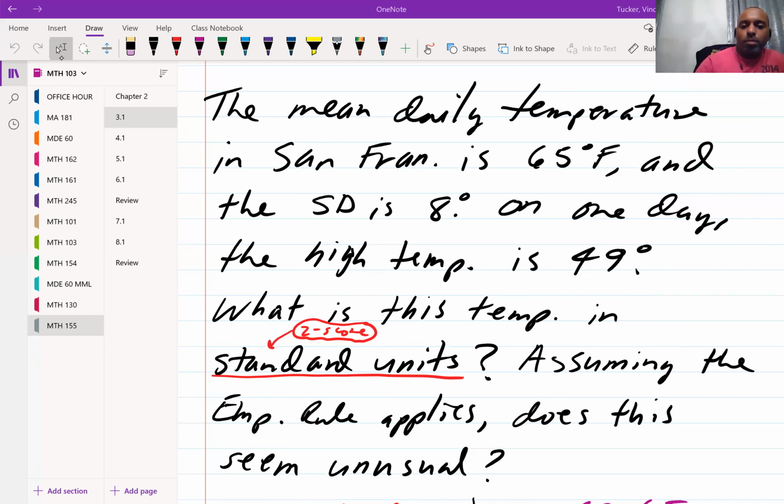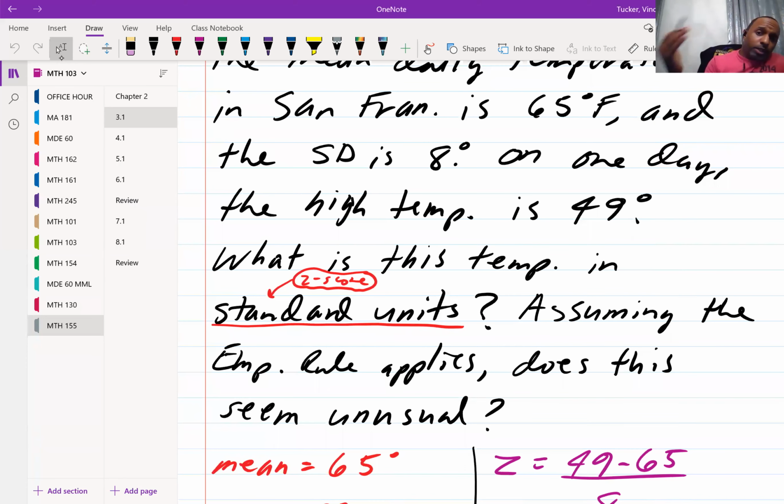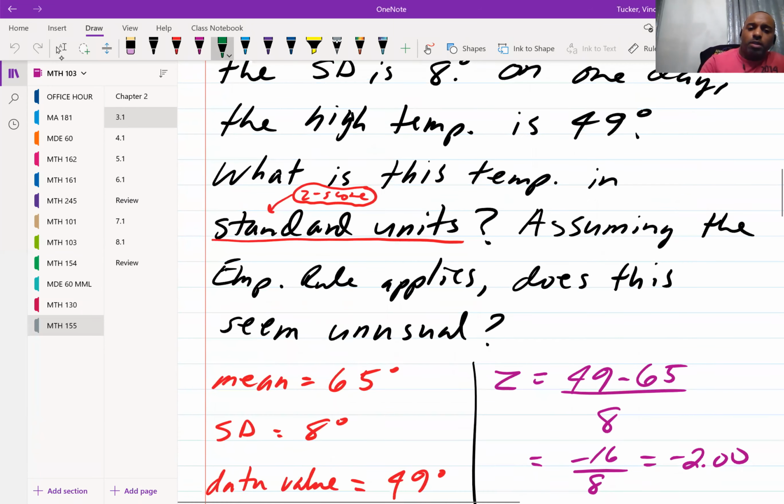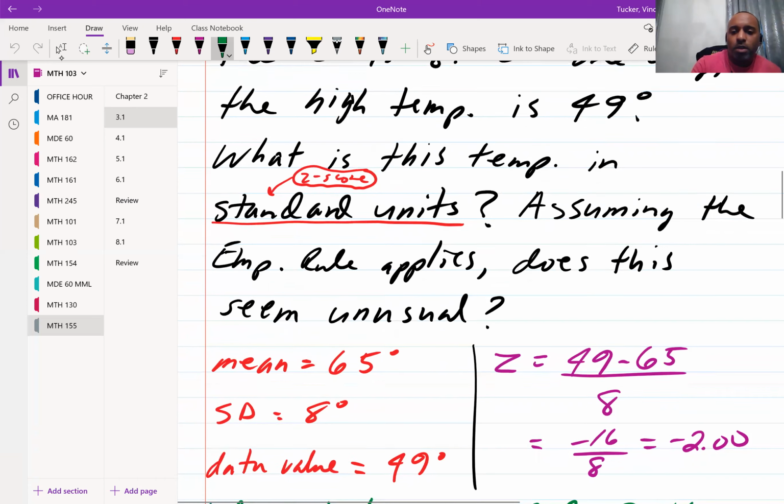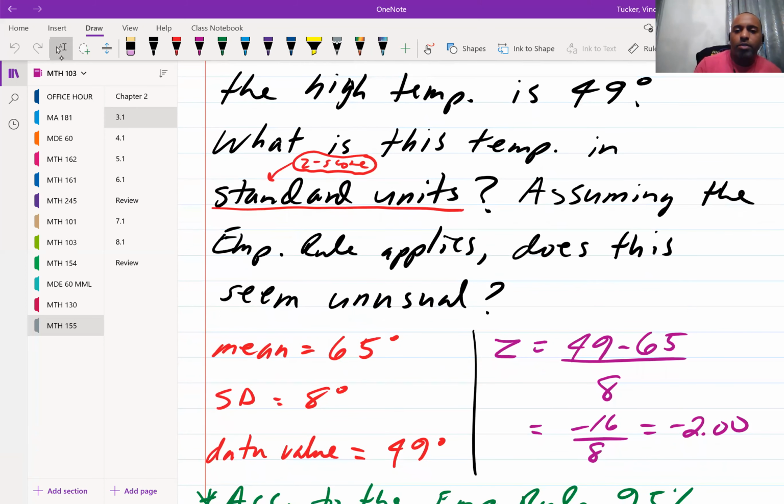All right, scrolling up a little bit. So once again, we're going to take the given information and make sure we establish it. So our mean is 65, standard deviation is 8, data value is 49. We're talking about this day with a high temperature of 49. Want to know, is that unusual or not? So the first thing we do is convert it to a z-score. So that's what I did here. Data value minus the mean divided by standard deviation. So 49 minus 65 divided by 8 gives us negative 2.00.